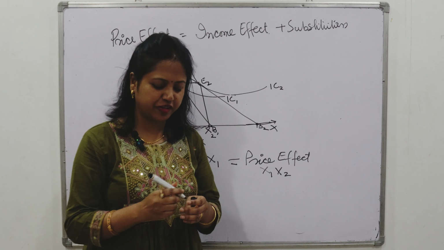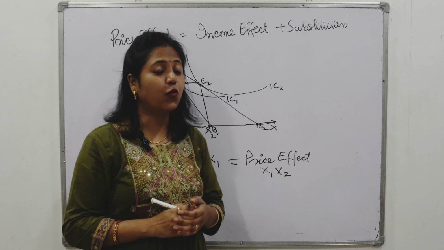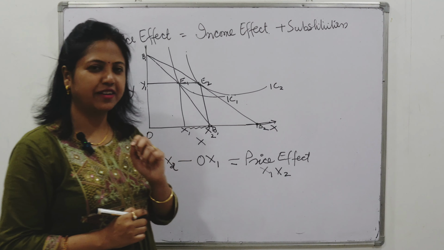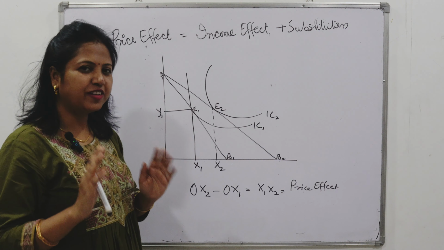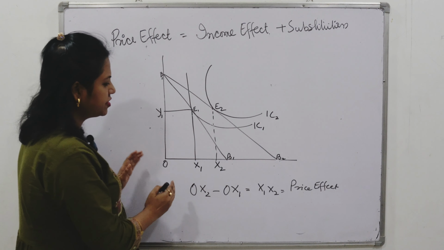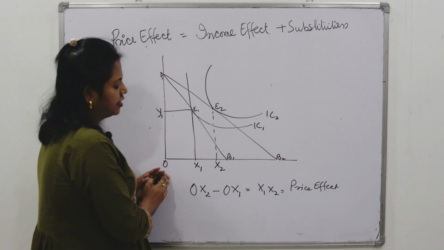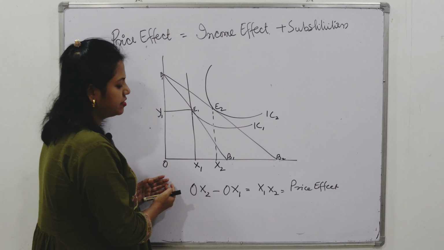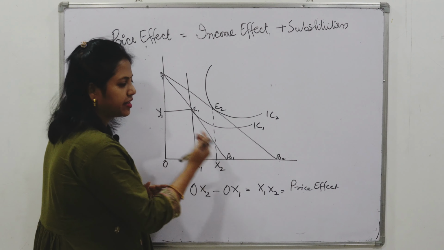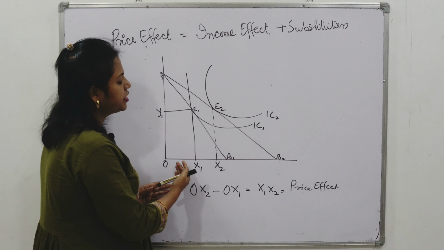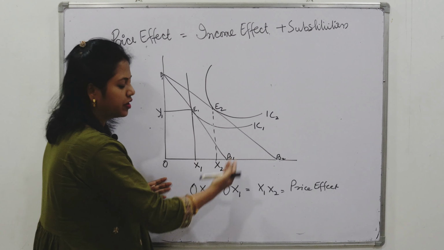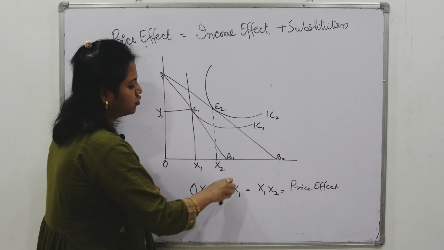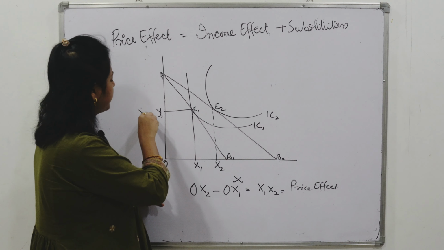Understanding price effect is very simple, but now we have to understand the substitution effect. For this you have to pay a little attention. As we have seen, what is the price effect? The price effect happens because a consumer finds that the price of commodity X has reduced, and that's why he is going to demand more of that commodity X. Okay, so we have X this side, we have Y this side.